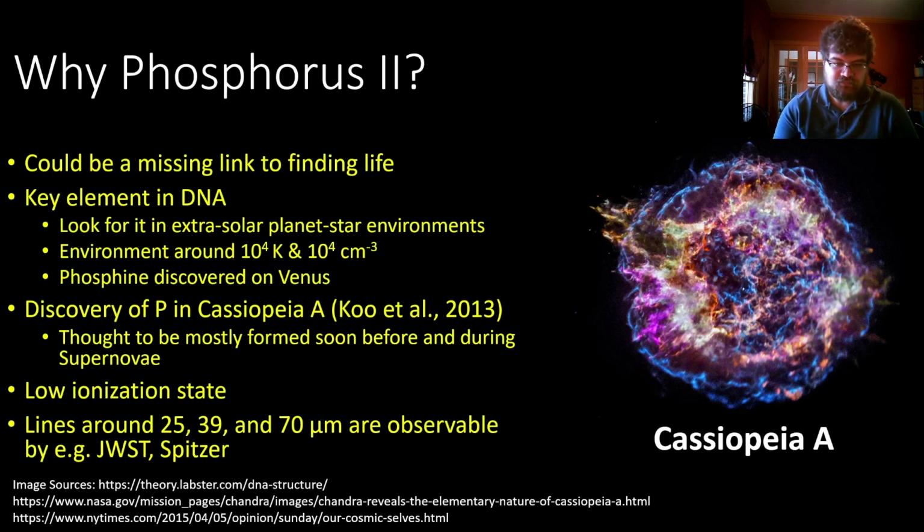We chose phosphorus 2 in particular due to its low ionization state, which means that you don't need absurd temperatures to have an abundant amount of it in, say, the ionized upper atmospheres of exoplanets. And then there are also several key lines. Some of the biggest ones are at 25, 39, and 70 microns. Some of these are visible through the Earth's atmosphere, so we can detect them on the ground. Then there are also some key lines that are within the JWST range, so we can search for phosphorus using our big new fancy telescope.